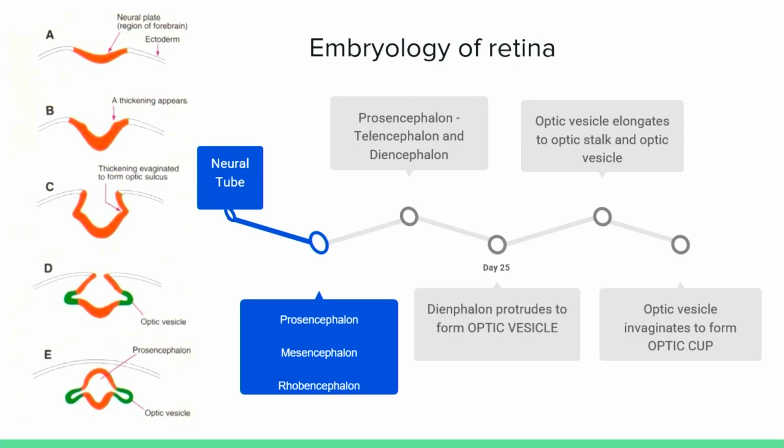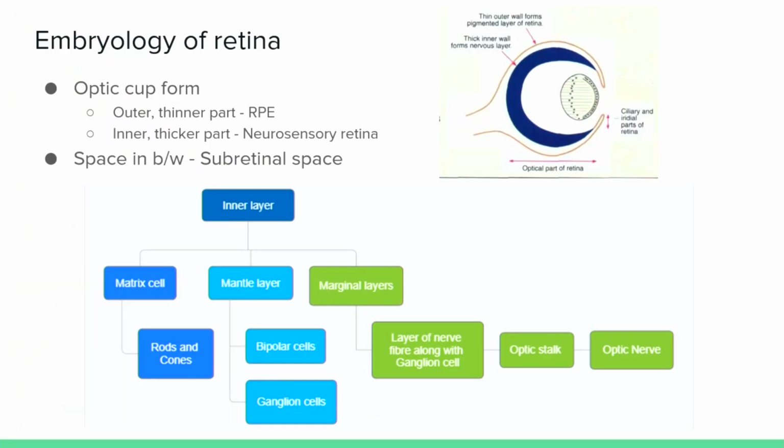Embryology of retina. It begins as neural tube, which divides into forebrain, midbrain, and hindbrain. The forebrain, prosencephalon, later on divides into telencephalon and diencephalon. On day 25, the diencephalon protrudes to form the optic vesicle. The optic vesicle further elongates to form the optic stalk, and then later invaginates to form the optic cup.